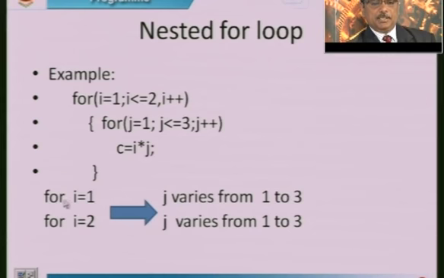So this is the meaning. For each value of i equal to 1, j varies from 1 to 3. When i becomes 2, once again j varies from 1 to 3. So j is reinitialized and executes 3 times.